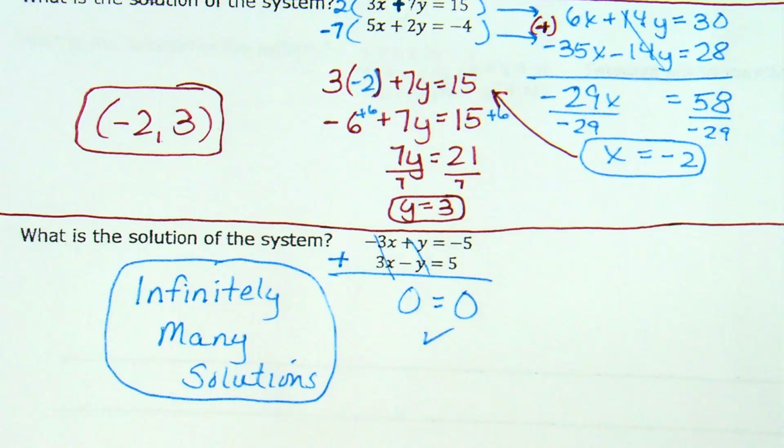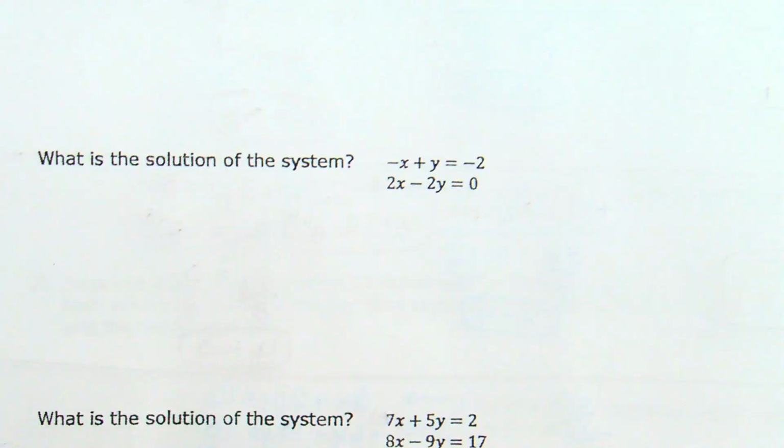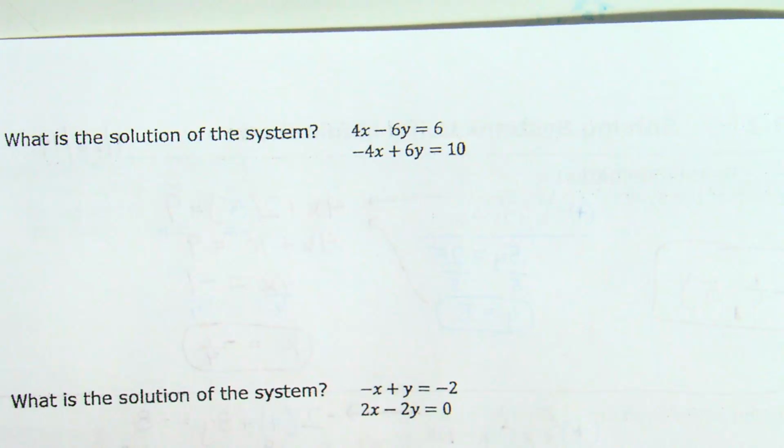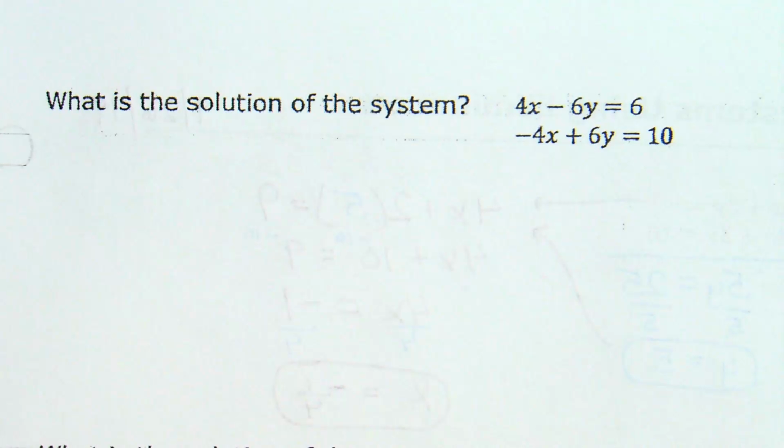One more. Last problem of the day. Top one on the back side. 4x minus 6y equals 6. Negative 4x plus 6y equals 10. What do you want to eliminate? Okay. Either, whichever one makes you happy, right?